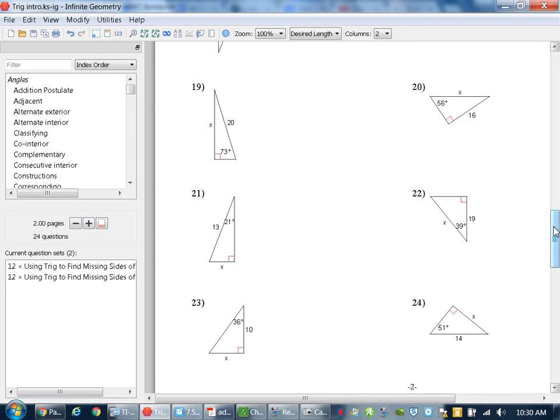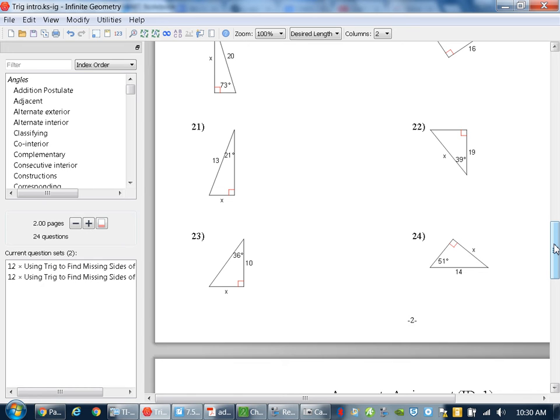21 is another sine. This didn't really randomize it very well, did it? Not really. 22, what'd you use? Cosine. Cosine, very good. 23, tangent, and then 24, sine. Okay. So, obviously, picking them out isn't so bad.